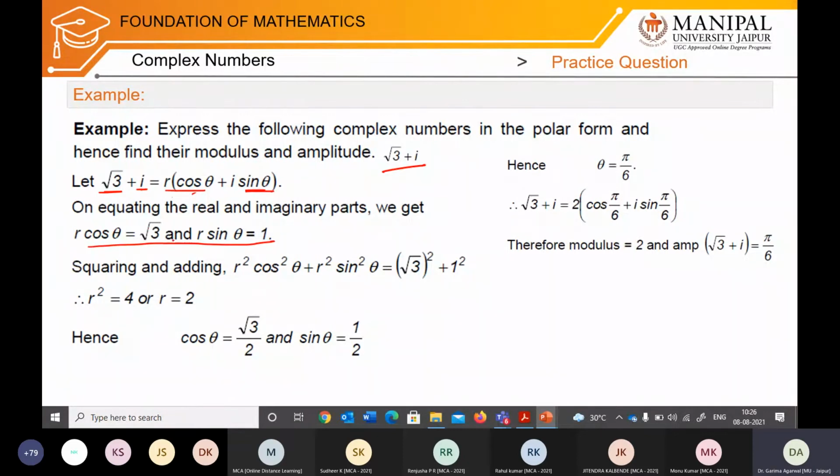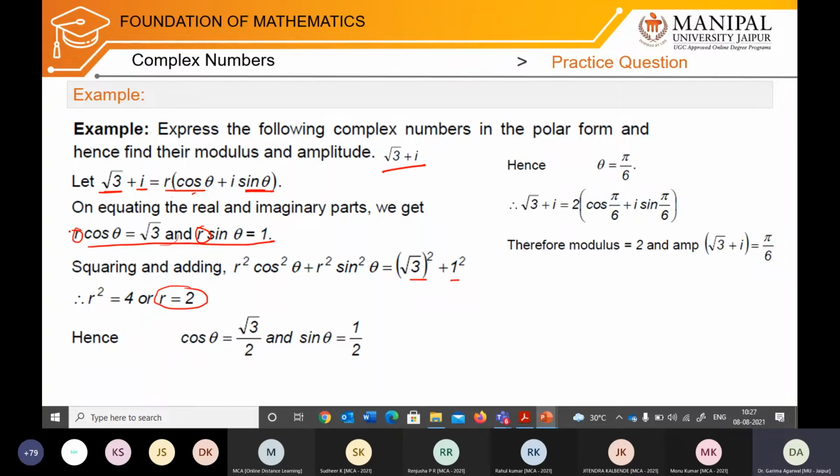Now squaring and adding both the terms, r square cos square theta plus r square sin square theta equals root 3 square plus 1 square. If we take r square common, sin square plus cos square will convert into 1. 3 plus 1 is 4. That means the value of r is 2. Right? Now we know that the value of cos theta is root 3 by 2 and the value of sin theta is 1 by 2, because the value of r is 2.